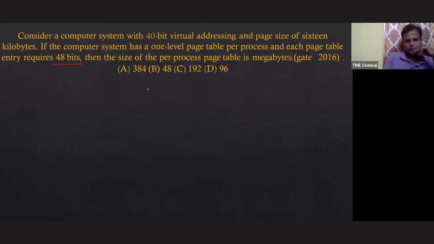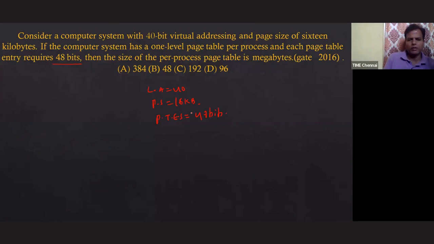Okay, we'll see this one. First you collect the data. 40 bits. Page size 16 kilobyte. Page table entry size equals to 48 bits. Then the size of the per process page table is in megabyte.